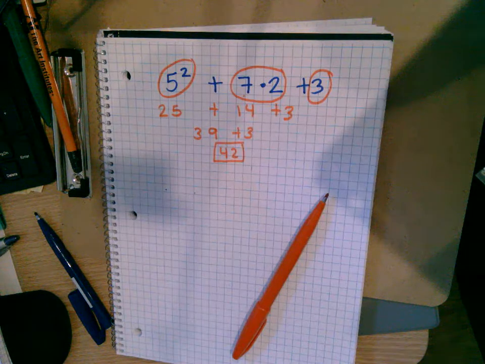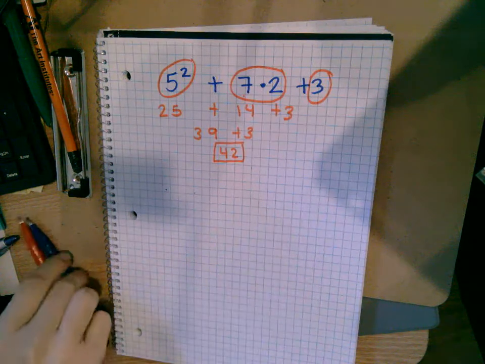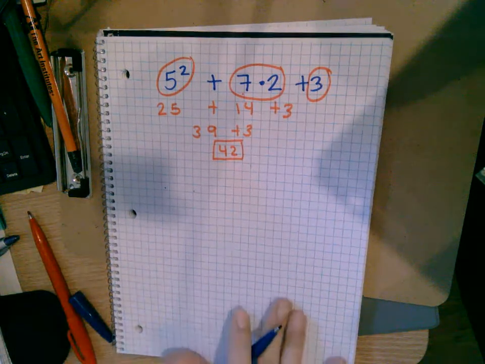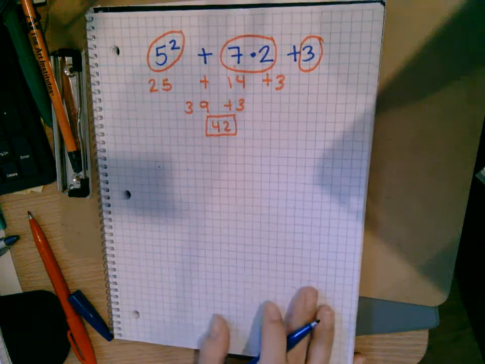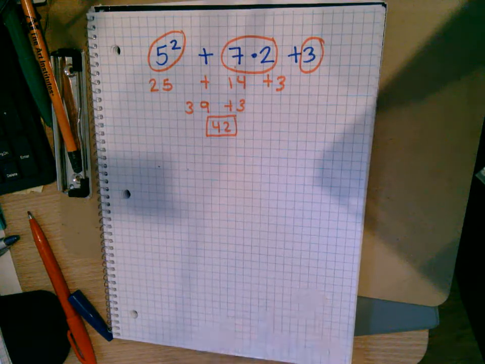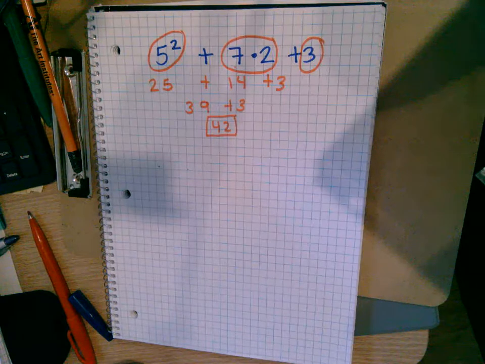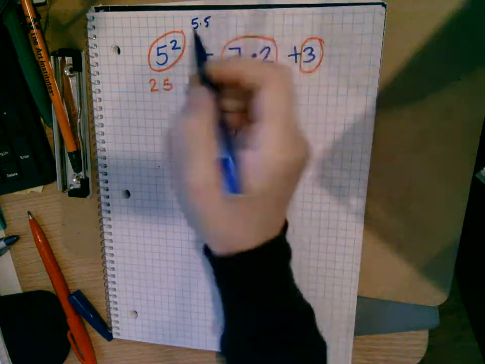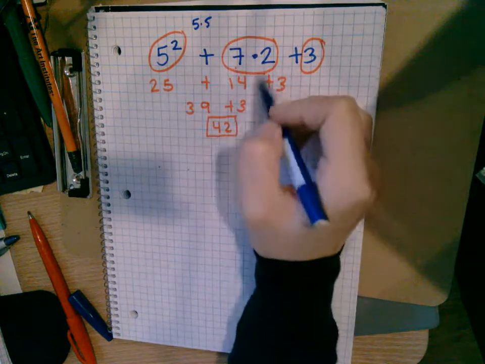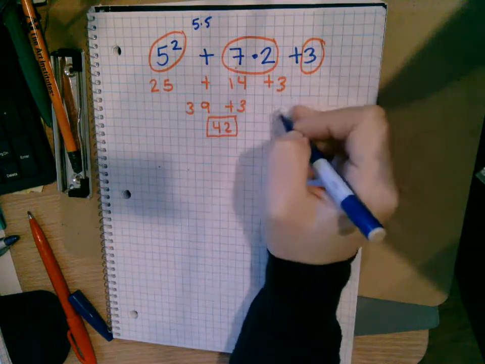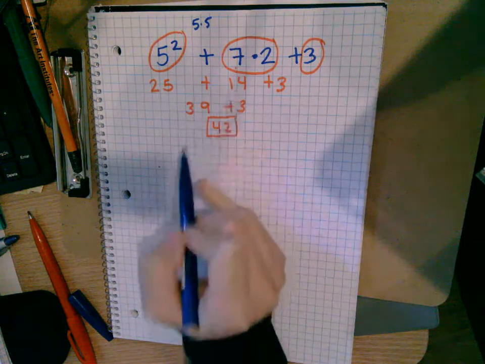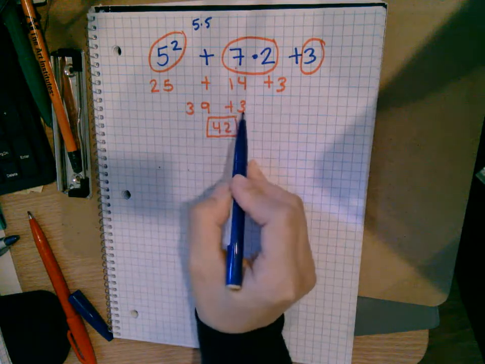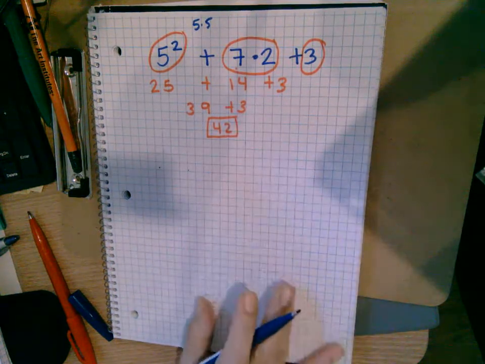Good. Look up when you have an answer. My answer's on the screen, but wait until you get your own answer. Okay, look at my screen. If you have an answer, you can check. So 5 squared means 5 times 5, which is 25, plus 7 times 2 is 14. Then we drop down the 3. So we have 25 plus 14, which gives me 39. Drop down the 3 plus 3, grand total of 42.